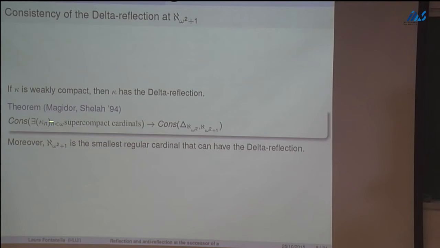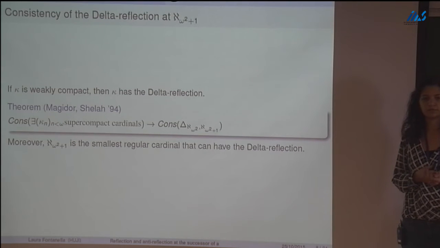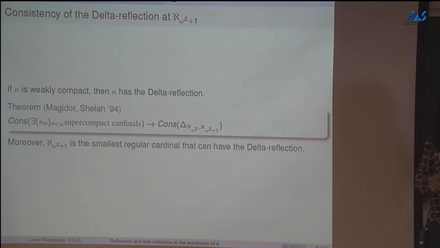Magidor and Shelah proved that, assuming sufficiently large cardinals, you can force a model in which you have the delta reflection at Aleph omega square plus 1. And actually, Aleph omega square plus 1 is the least regular cardinal that can have the delta reflection. So this is a strong reflection principle that can hold also at small cardinals, and it implies several compactness or reflection properties at once.